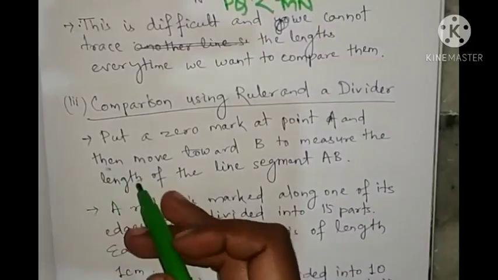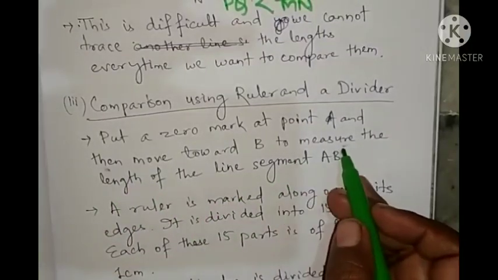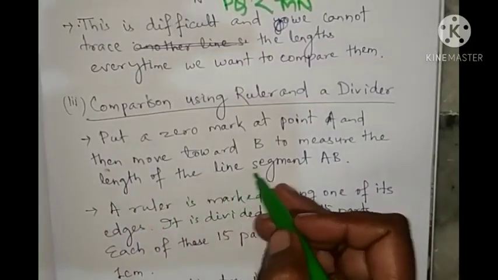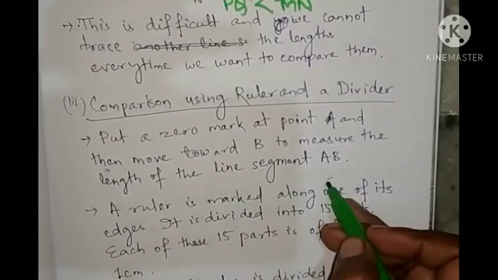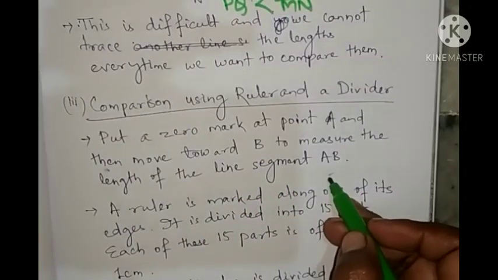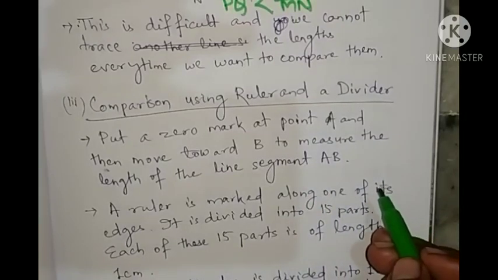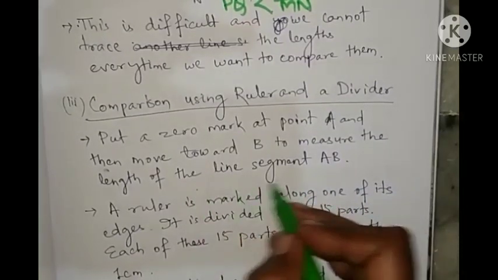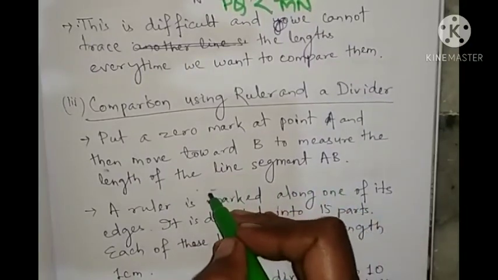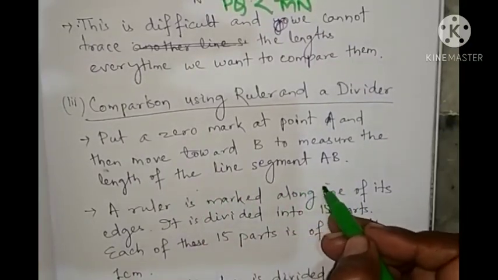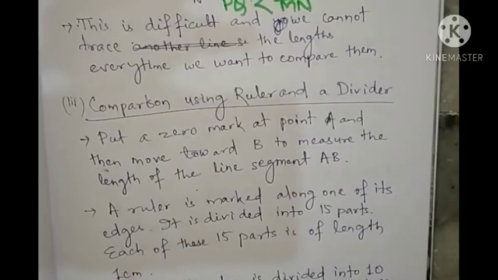Look at here: put the 0 mark at point A and then move toward B to measure the length of the line segment AB. This is by ruler. Put the 0 mark at point A, the initial point, and move toward B.